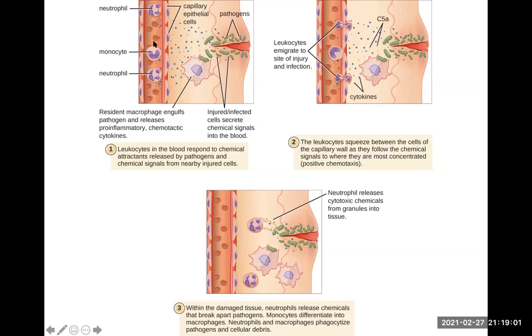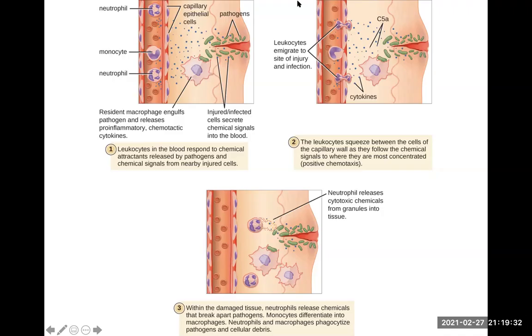So the leukocytes are going to respond and go through and try to interact now with the pathogens because the chemical attractants have basically called them over. The leukocytes are going to squeeze through the cells of the capillary wall as they follow the chemical signal to where they are most concentrated. That's called positive chemotaxis. Positive because they're going to the area of infection.